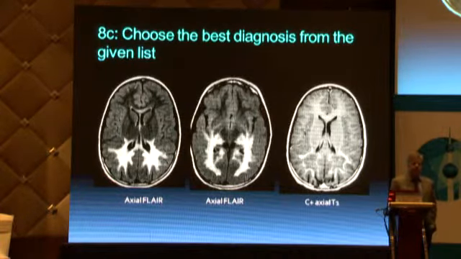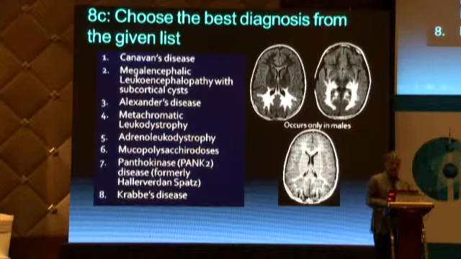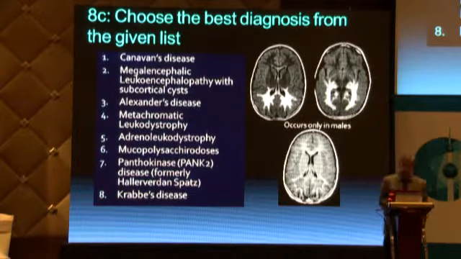We come to the third case in 8C, that is the 8th question that we had. And these are 2 axial flare images. And this is a contrast-enhanced axial T1 image. Now, mind you, I showed you involvement of the white matter anterior equal to posterior. I showed you involvement of the white matter anterior. And this one, I think, is posterior. Maybe you can figure this out. But given this list, make your best diagnosis.